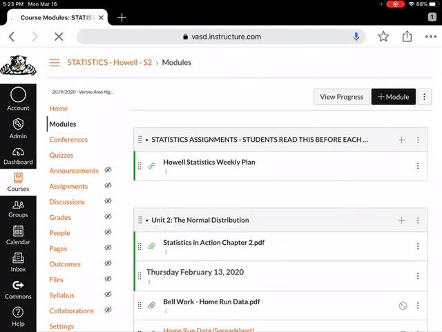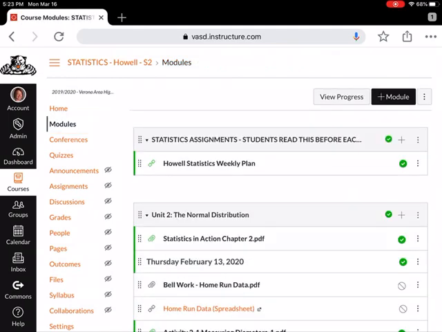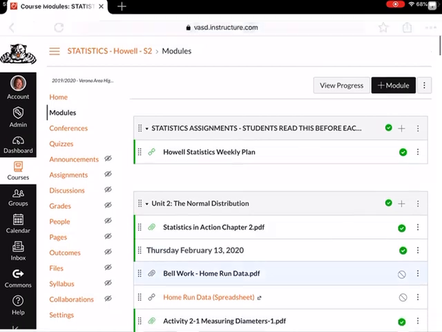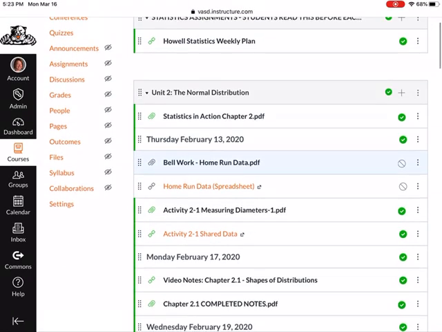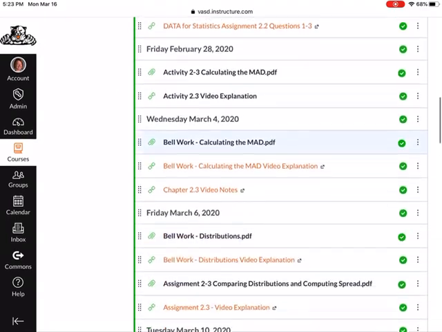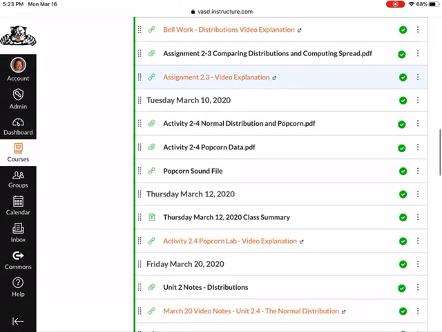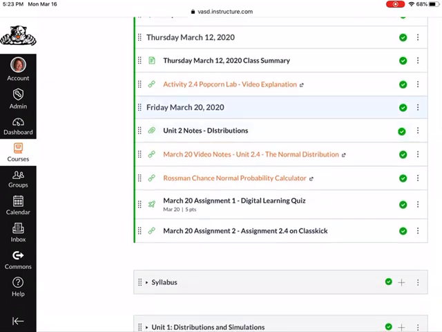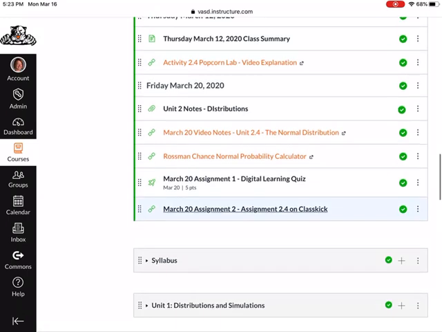Okay, so back to the modules. I think most of you, hopefully all of you, are familiar with how I've set up the course. We are in Unit 2, the normal distribution, and I've got day dividers in here, and I'm going to scroll down to Friday, March 20th, which is our next class, and it's a virtual one. And you can see we've got the notes, the video notes, which I'm posting, and then the two assignments under Friday, March 20th.